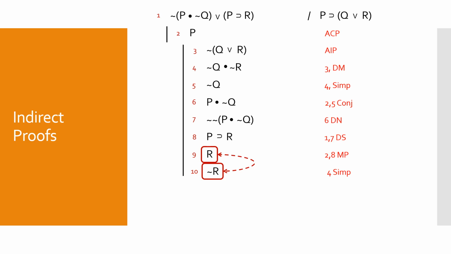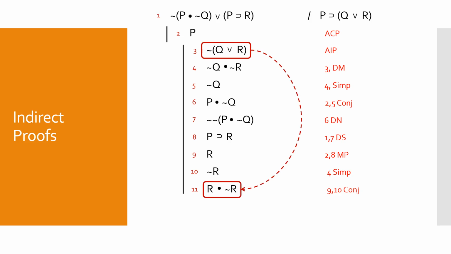And of course, in this proof, we've now shown that R is true in line 9, and then in line 10, we've shown that not R is true. And so we can use the rule of conjunction to put these together to get essentially a contradictory statement. Now remember what this shows us. From line 3 all the way down to line 11, what we're constructing here is an indirect proof.